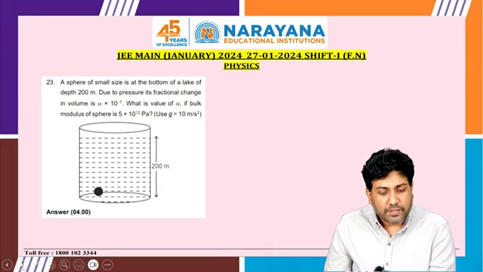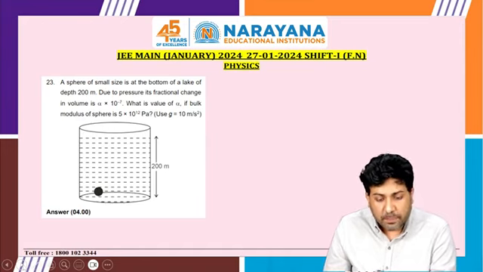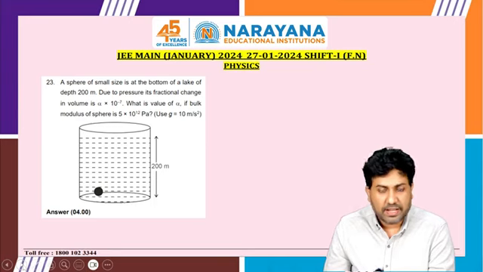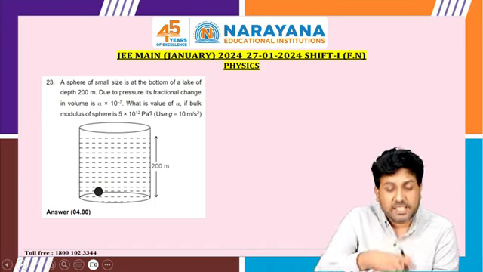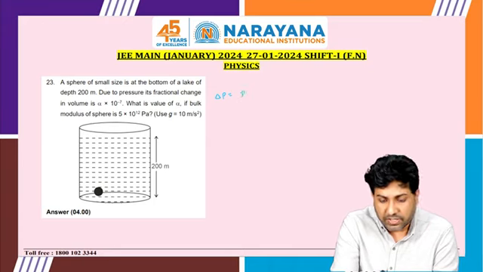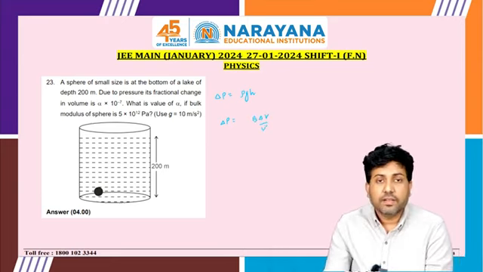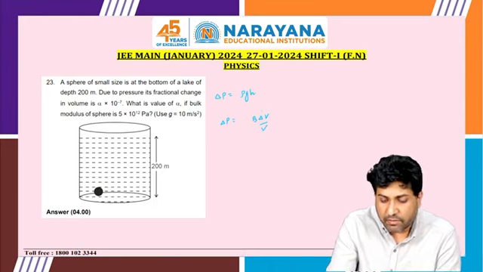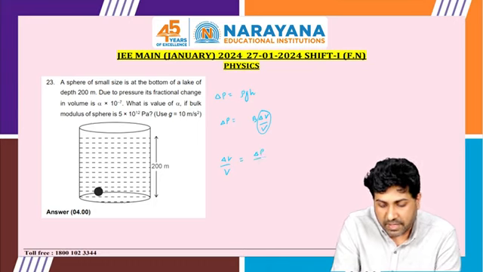What is given here? A sphere of small size is at the bottom of a lake. The depth of the lake is given to us as 200 meters. Due to the pressure, they are asking for its fractional change in volume. So, you know the excess pressure delta P is equal to rho g h, right? And I also know delta P is equal to, magnitude wise, B delta V by V, and they are asking the fractional change in volume. That means they are asking delta V by V. So delta V by V is nothing but delta P by B.